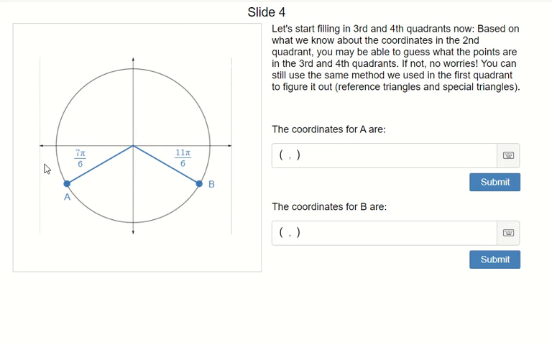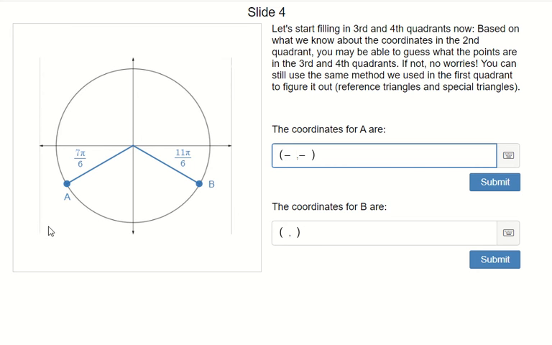for the coordinates. So for A, this is the third quadrant, so my x value is going to be negative and my y value is going to be negative. It's below the x-axis and it's to the left of the y-axis. So that's the negative direction for both x and y. You go down and you go left. So both are going to be negative. Let's start there.